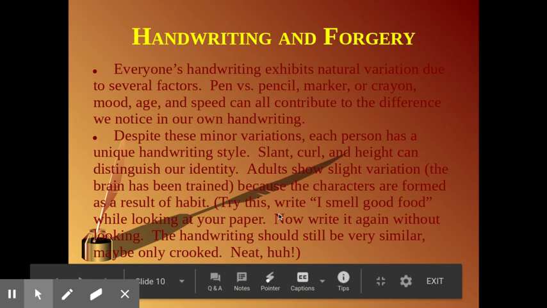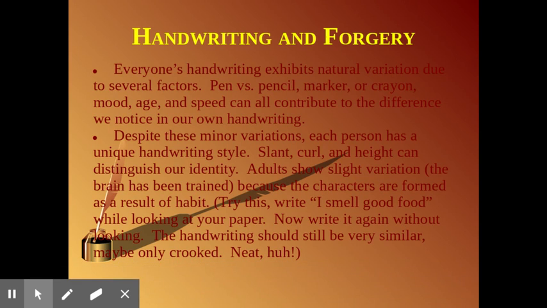So let's try this right now. Grab yourself a pen and paper and try this at home. Write the words, I smell good food. Okay? Now, you did that while looking at your paper. Now I want you to write it again without looking. So you're looking up at the wall and you're writing, I smell good food. And then when you look at them, they should be pretty similar. They might be a little crooked. Maybe you didn't stay on the lines, but you probably wrote them about the same.